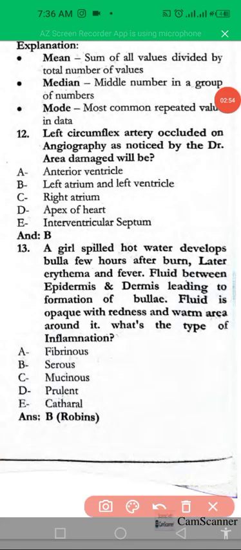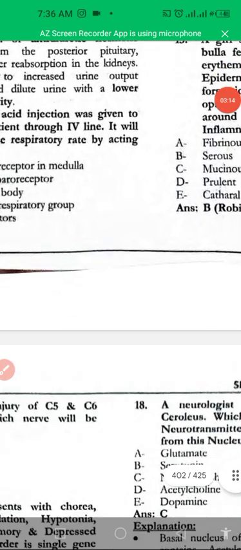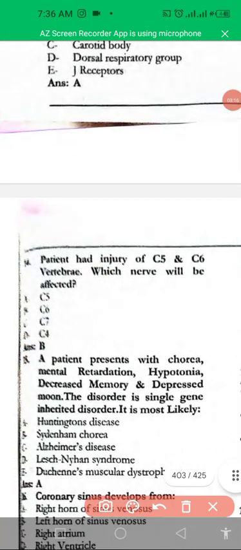A girl spilled hot water and developed bullae, a burn, hours after which there was erythema and fever, with dermis and epidermis involved. What type of inflammation is it? It is serous type of inflammation. Serous inflammation results in this type of burn and bulla formation. A patient had an injury of C5 and C6 vertebra. Which nerve will be affected? That is C6 will be affected.